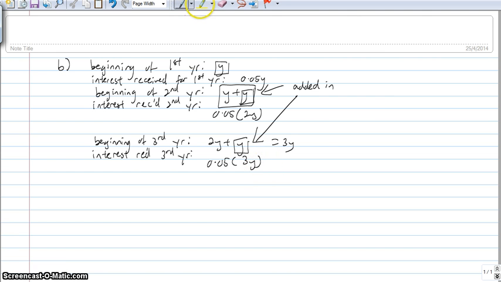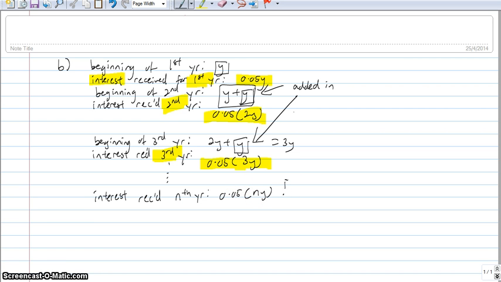So now let's see whether we can deduce any pattern. I'm interested in the interest received. Interest received for first year is 0.05Y. Second year, 0.05 times 2Y. Third year, 0.05 times 3Y. So can you see a pattern? First year, it's just Y. Second year, 2Y. Third year, 3Y. I think the pattern is quite easy to see, right? So here I can deduce that interest received at the end of nth year will simply be 0.05 multiplied by nY.